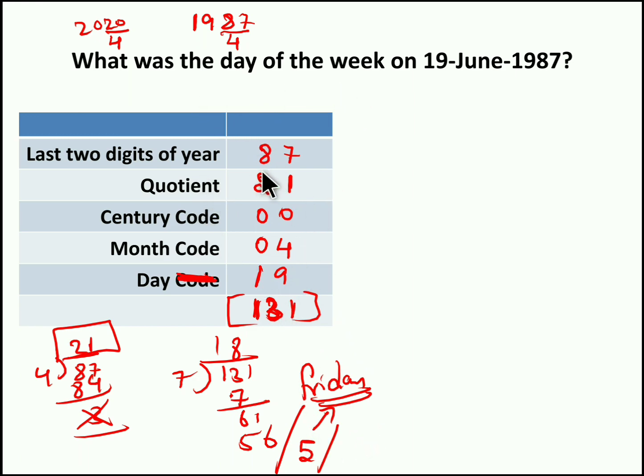See, for the quotient, while dividing the last 2 digits by 4, you have to take the quotient. But for the answer, you have to divide the number by 7 and look at the remainder. So we try to solve a similar type of problem.